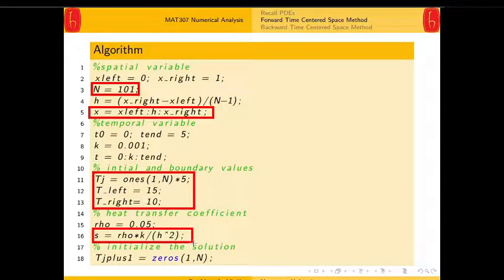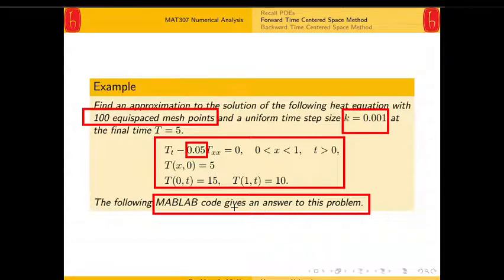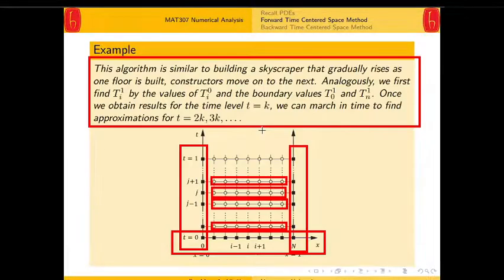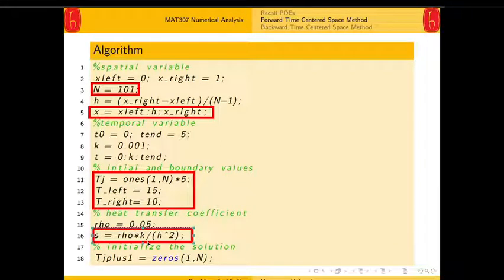And we define S to be equal to rho times k over h squared. This is just, if we go to the algorithm and we multiply both sides by k, this will be k times rho over h squared. And for simplicity, we set S equal to k times rho over h squared, and solve this expression for T_i^(j+1). When we do that, S will be equal to that. This is just for simplicity. Tj plus 1 will be zeros, the vector of zeros with n mesh points. So this is just for allocation purposes. Nothing happened here. So this is just zeros now, but we will update these Tj plus 1 values.